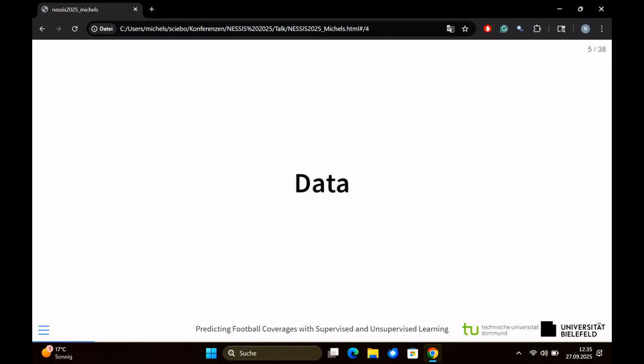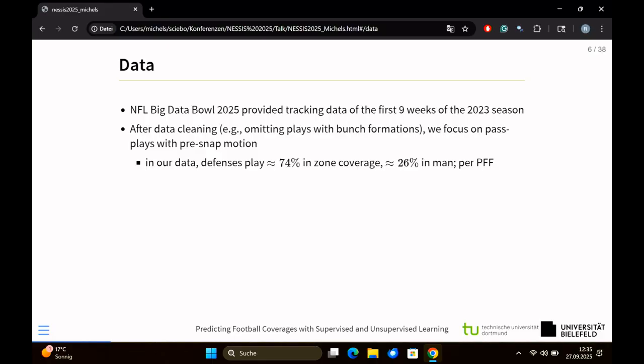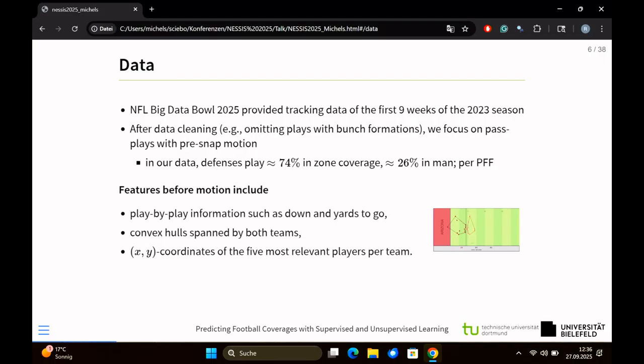But first of all, let's talk about the data. Thanks, Kwon, that you saved one minute for me by presenting the data of last year's Big Data Bowl, where we have tracking data for nine weeks. We cleaned the data a little bit. In particular, we removed plays with bunch formations and with two quarterbacks, and we focus on pass plays with pre-snap motion. Then we have our final data set, where we have 74% in zone coverage and 26% in man coverage per PFF. They manually annotated that.